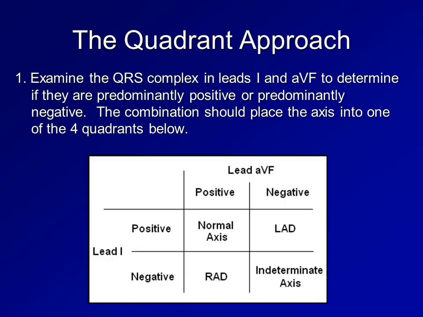The quadrant approach. 1. Examine the QRS complex in leads I and aVF to determine if they are predominantly positive or predominantly negative. The combination should place the axis into one of the 4 quadrants below.